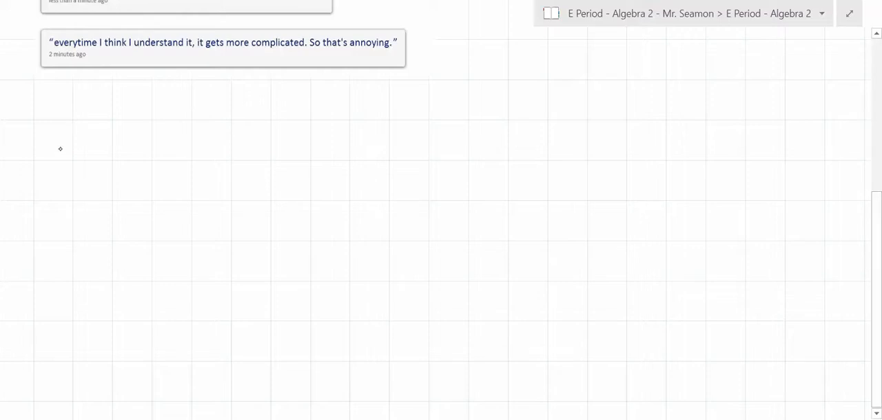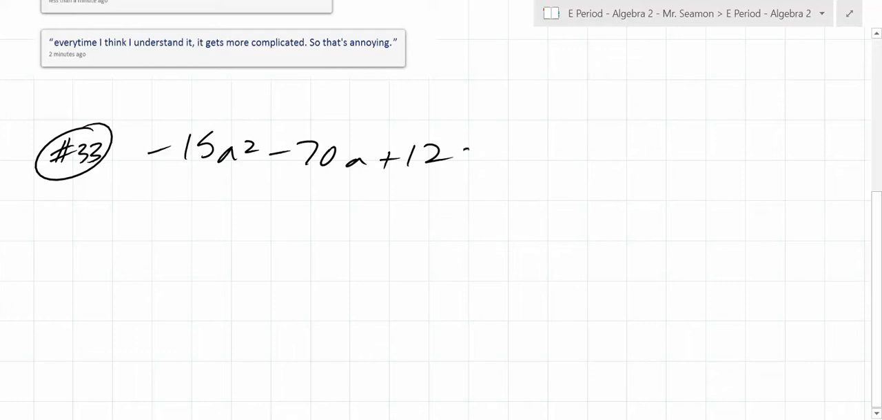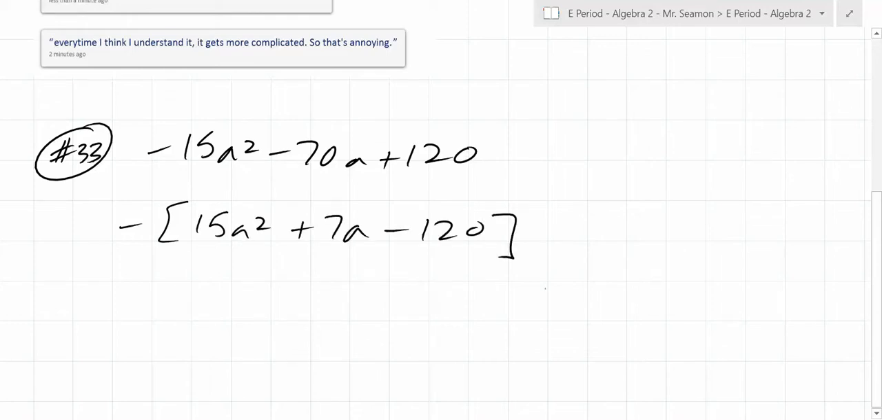Okay, number 33. Let's do that. Number 33 says negative 15a squared minus 70a plus 120. What was the first thing I told you that you should do to this? Factor out the negative. So you have negative 15a squared plus 70a minus 120. That's the first thing. Now you keep factoring.